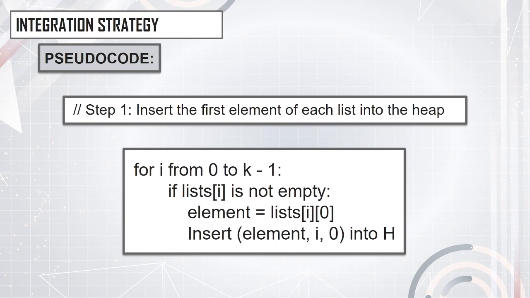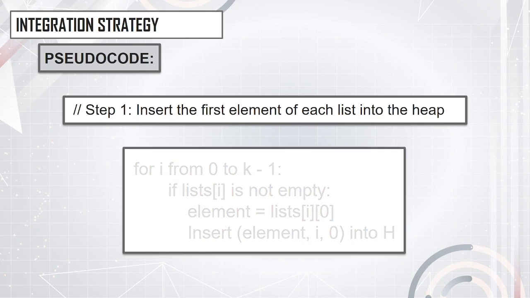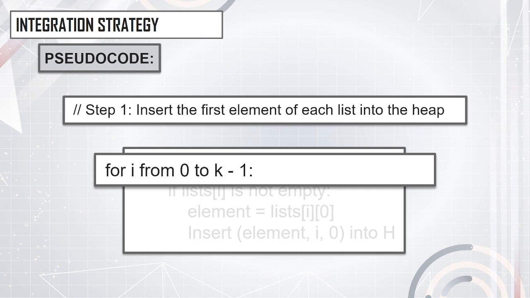So the Python code shows this with the line, and iteratively inserts the first element of each non-empty list. The swap counter tracks the number of swaps during heapification. After this step, the heap contains the smallest element from each input list. The heap is then heapified to ensure the minimum element is always at the root.